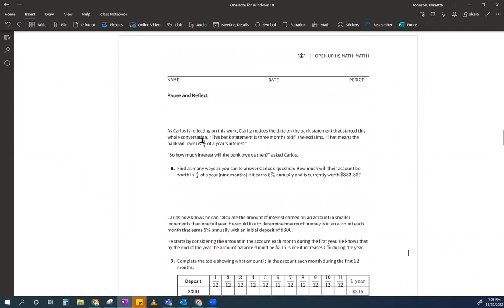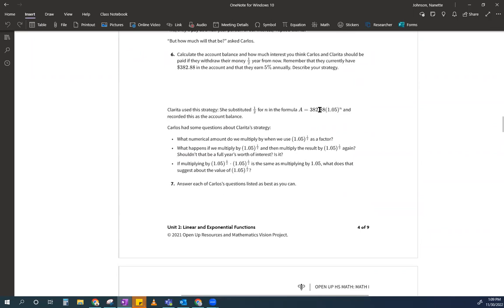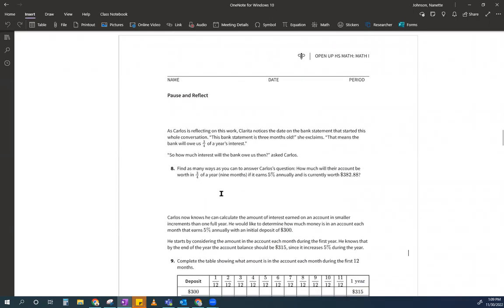So the other thing was this problem here was how much more interest are they going to collect off of 3/4. And we were using this formula. Here's that formula right here. And all you were going to do was plug it in. What are you going to plug in if this is the prompt? Find as many ways as you can to answer Carlos's question. How much will their account be worth in 3/4 of a year, 9 months, if it earns 5% annually?